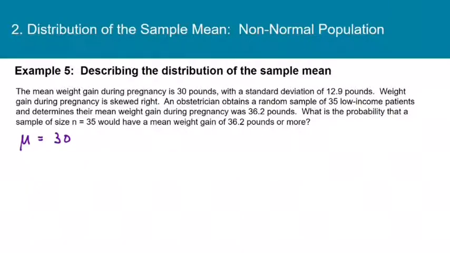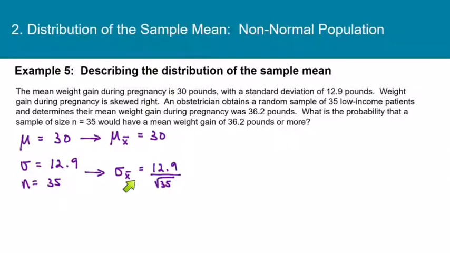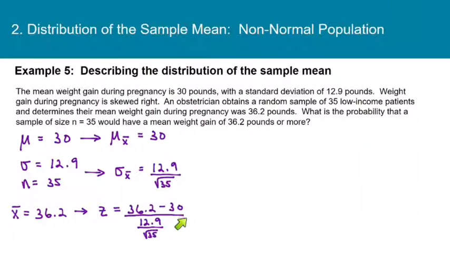So let's go ahead and write down that the mean of the population is 30, therefore mu sub x bar is also 30. Sigma is 12.9 and n is 35, therefore sigma sub x bar is 12.9 over the square root of 35. Okay, the next thing to do is to translate this x bar of 36.2 into a z-score. So I'll say x bar of 36.2 leads us to a z of 36.2 minus 30 over this sigma sub x bar. Put that in your calculator. Remember, you do the subtraction first and press enter, and then divide by this quantity in parentheses. And we're going to get approximately 2.84.